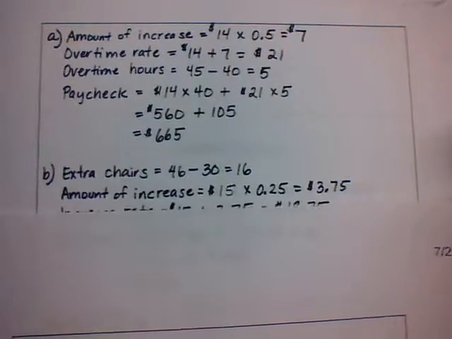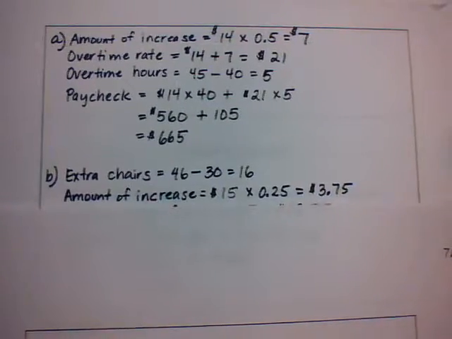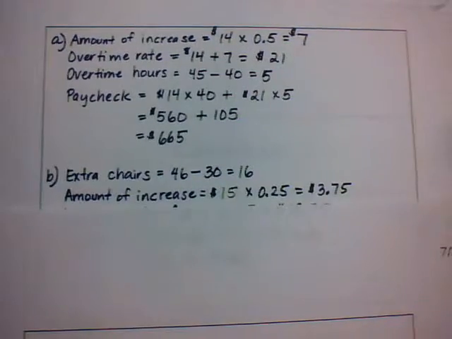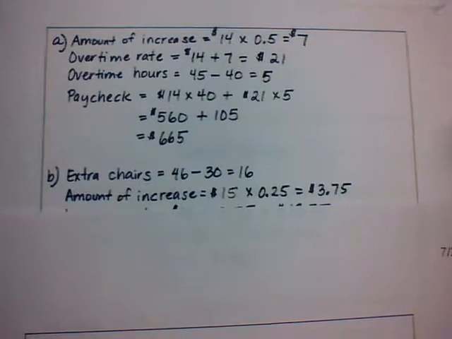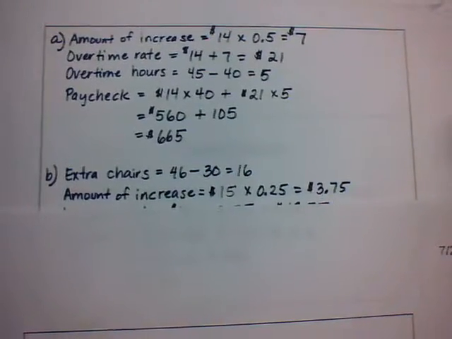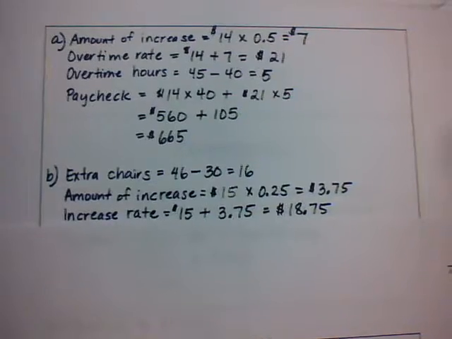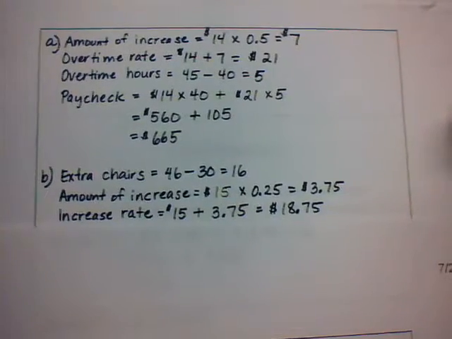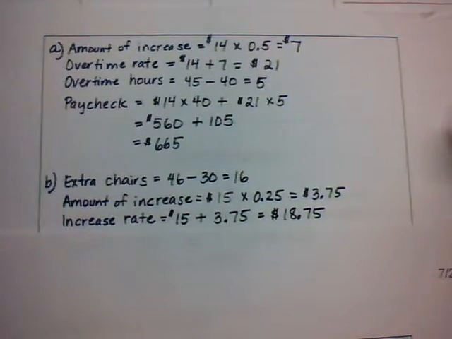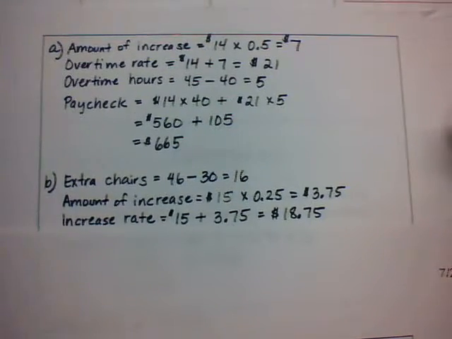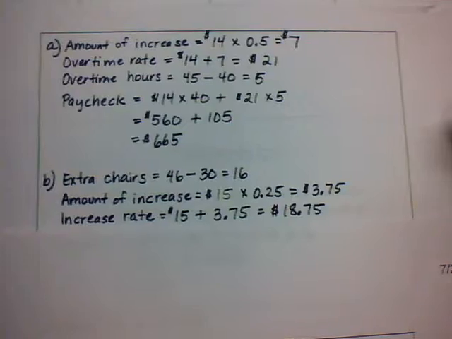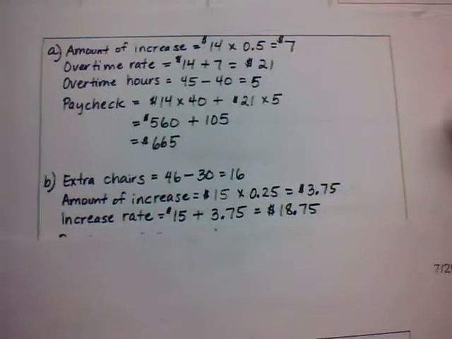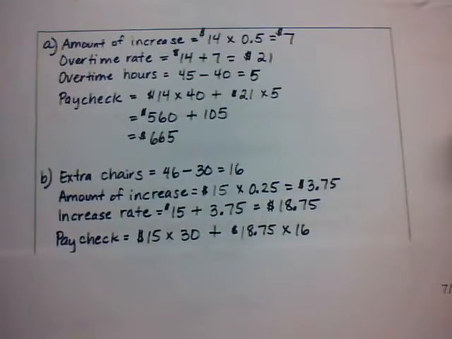Now let's look at the amount of the increase. He's going to get a 25% increase, so it'll be 15 times 0.25, which will be $3.75. And if you add the $3.75 to the $15, you'll get $18.75. That's the increase rate. So he'll be paid $18.75 for each of the 16 chairs that he made. So his paycheck looks like this.